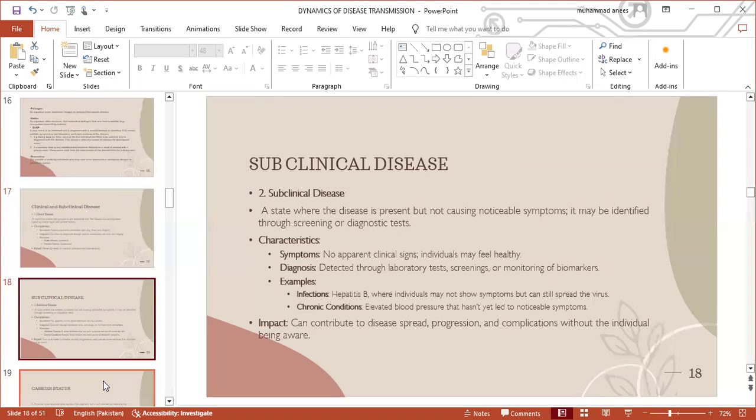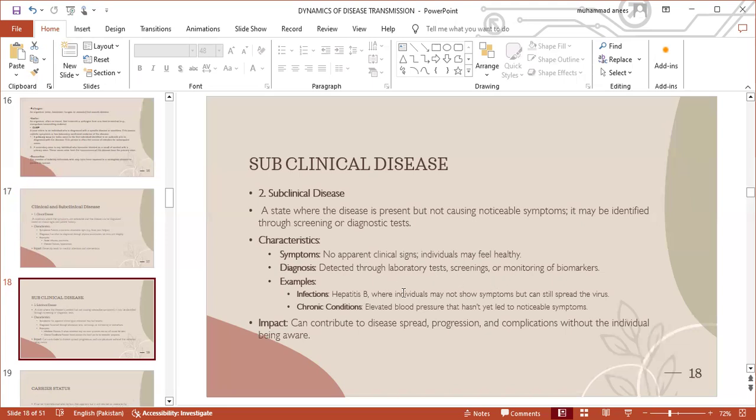Subclinical disease is a state where the disease is present but not causing noticeable symptoms. It may be identified through screening or diagnostic tests. Now, the characteristics are: no apparent clinical signs, and individuals may feel healthy. The diagnosis is through laboratory tests, screening, or monitoring of biomarkers.